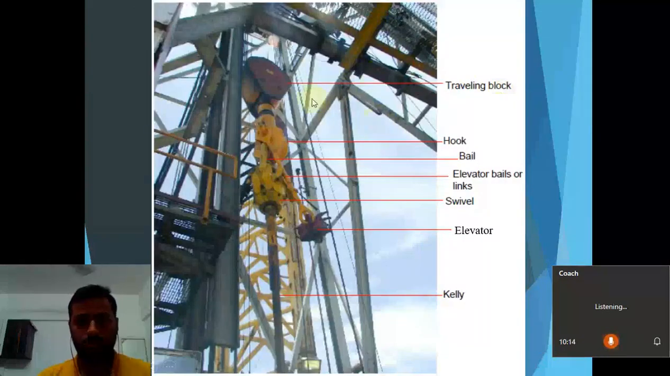This is a closer look at the traveling block, and you can see that the swivel elevator is the part where we attach it to the drilling pipes.